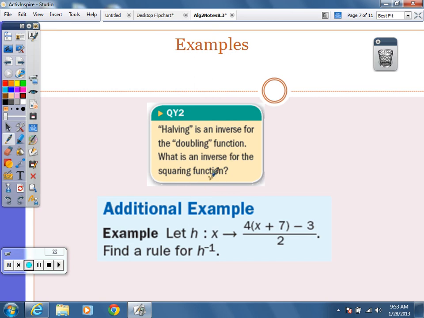Okay, halving is an inverse for doubling. What is an inverse of squaring? Well, it should be what undoes squaring, square rooting, right? Okay, and here's another example.